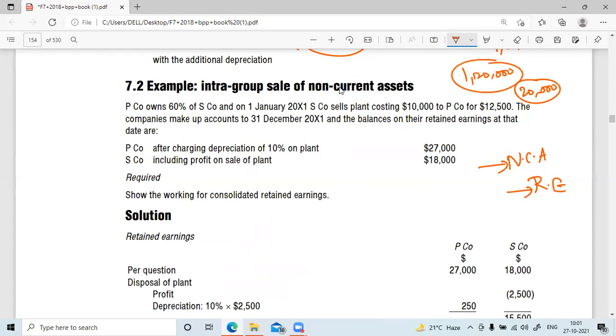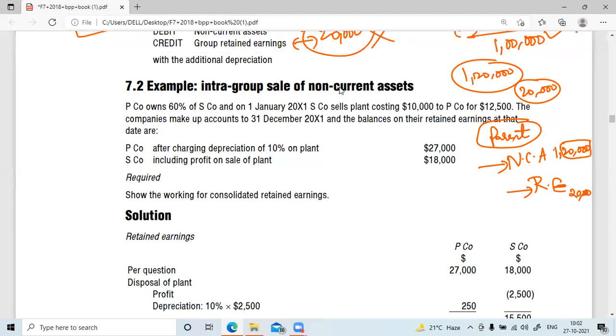But when you consolidate, they are maintaining separate sets of books. Correct or wrong? Yes, sir. In the books of the parent, they showed the non-current asset at 1,20,000 and also credited the 20,000 profit to retained earnings. Now what will happen? The additional amount of 20,000, they will remove from non-current assets and from retained earnings.